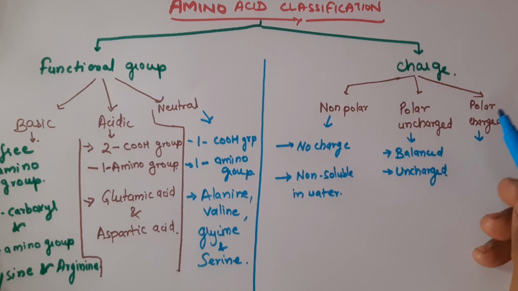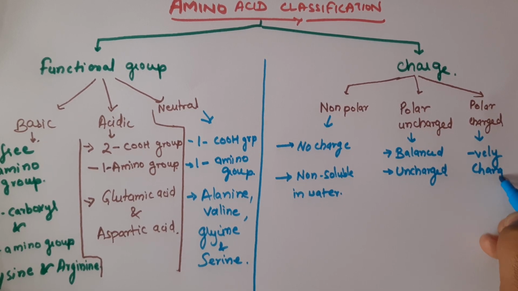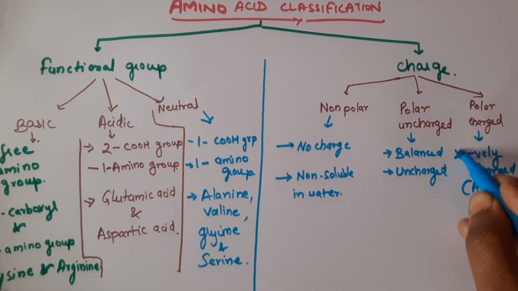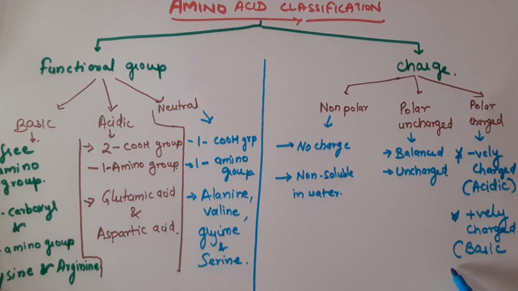The third one based on the charge is the polar charged. Okay. So they can be negatively charged. So the negatively charged are the acidic ones and they can be positively charged and the positively charged are the basic one. Okay. And since they are polar, so they are dissolvable in water. Okay. So water soluble.